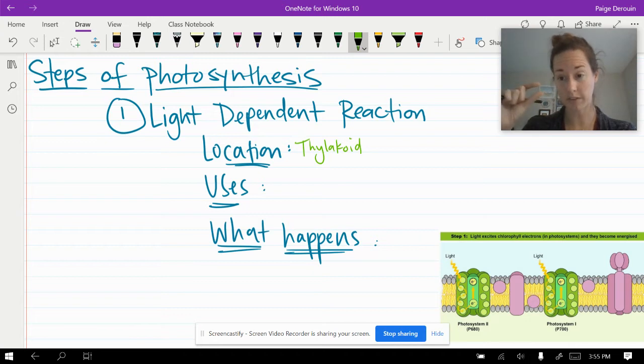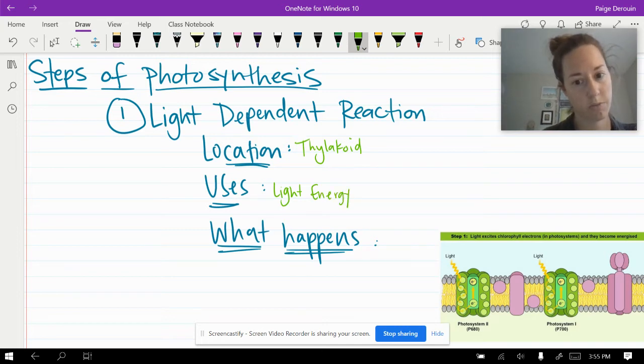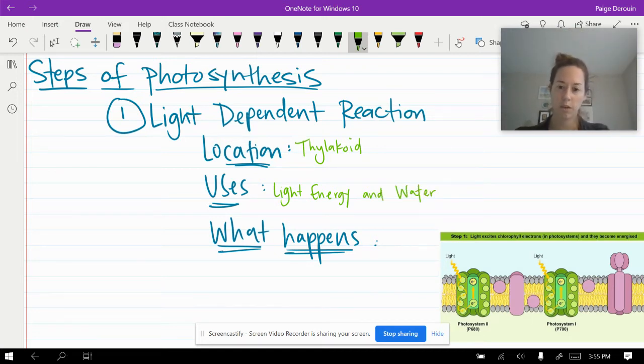So the discs, each of the little discs, is going to be completing this process or these processes. The light dependent reaction is going to use up a few of the things that were on our reactant side. So it's going to use, first of all, light energy, which is why it's called light dependent. And it's also going to use up water, which the plant will have absorbed through its roots.